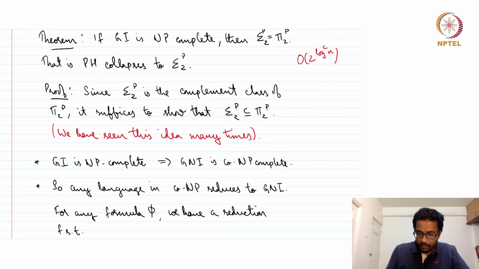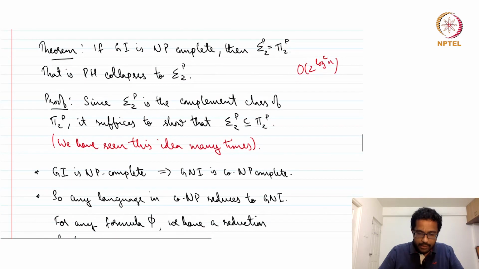Okay, so let us see the proof. The proof is not very difficult to see. Since sigma 2 and pi 2 are complement classes, in order to show that sigma 2 is equal to pi 2, it is enough to show that sigma 2 is contained in pi 2. Okay, because we have seen this trick in many other proofs, like NL equal to co-NL, for instance. So, assuming that graph isomorphism is NP complete, we will show that sigma 2 is contained in pi 2.